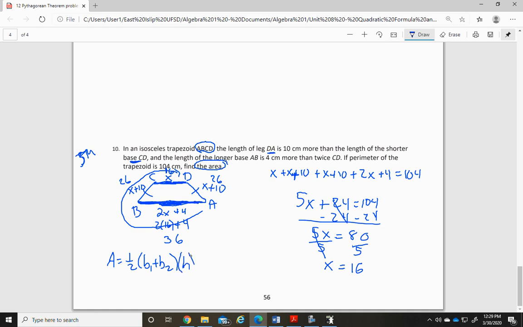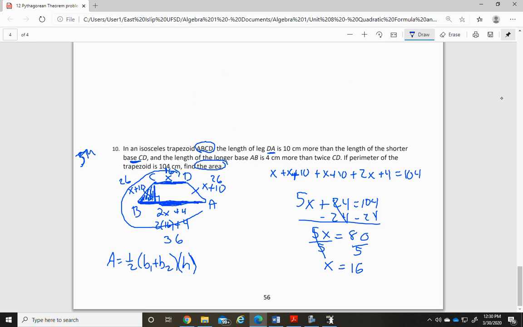So my problem is I don't know the height of this. Because the height is always a straight up and down line, a line that is perpendicular to the base. So I have to first find the height. Do you notice that when I draw the height in, I get this right triangle over here?